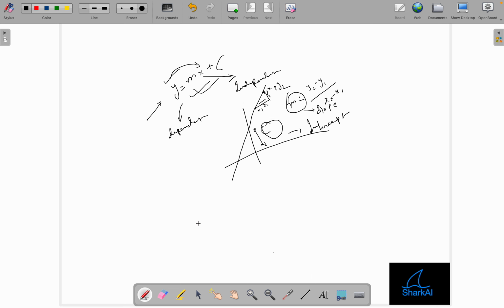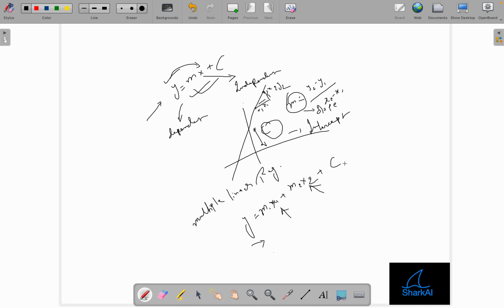Now it comes to multiple linear regression. What is this? Suppose you have the equation y = m1x1 + m2x2 + c. I'm taking this example only. When you provide the value of x1 as well as x2, then you will get the value of y. So this is called multiple linear regression.